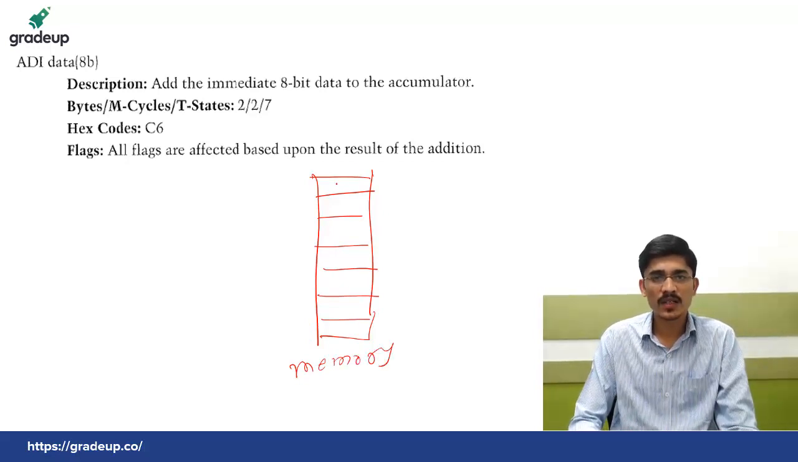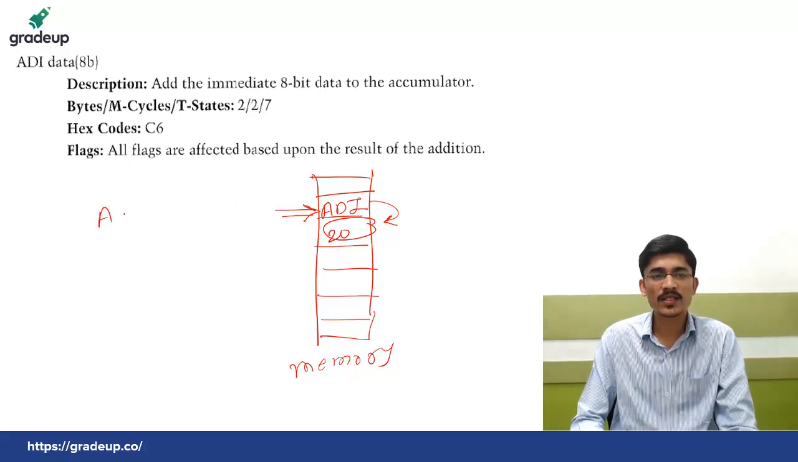In the memory, it will be written ADI, add immediately, and suppose 20 is written here. So the microprocessor has reached here. The microprocessor will understand that this means add immediately: add the immediate 8-bit data to the accumulator. That is, the immediate data after this instruction will be added to the accumulator.